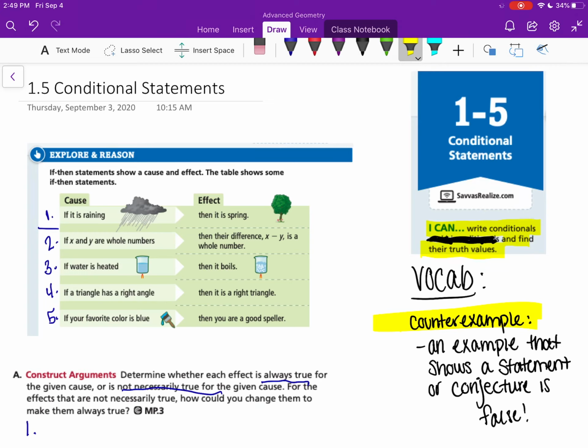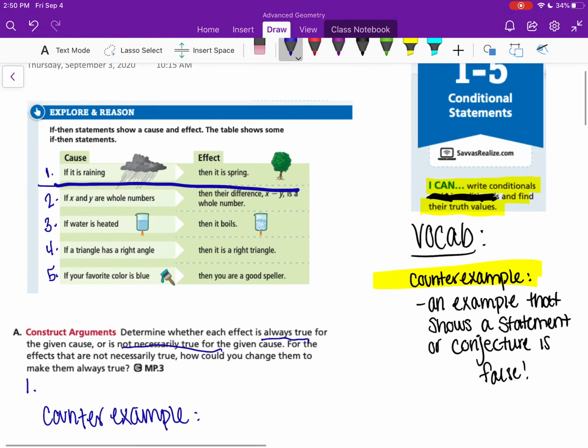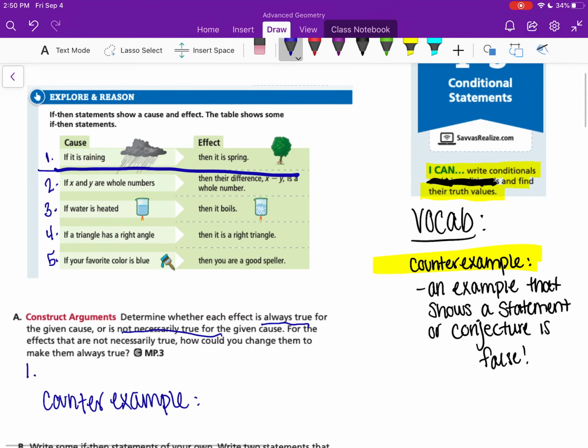We're going to look at the explore and reason section, and we are going to see that this is a cause and effect chart. Cause and effect number 1 says, if it is raining, then it is spring. We're going to only look at this first one together and read our construct an argument question. It says, determine whether each effect is always true for the cause or not necessarily true for the cause. So we're going to determine that then it is spring.